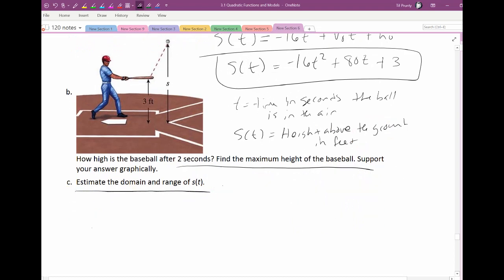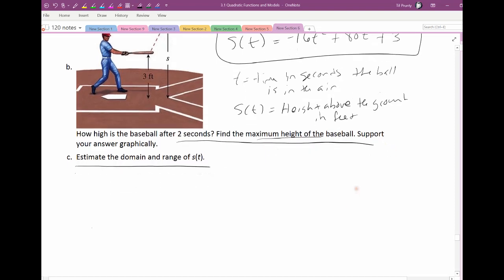Alright, how high is the baseball 2 seconds after it's been hit? And then find the maximum height of the baseball. Support your answer graphically. So we'll find the maximum height by hand, and then we'll check to make sure it works graphically.